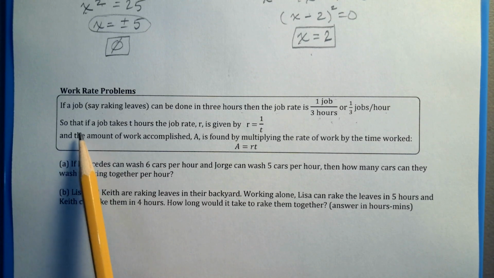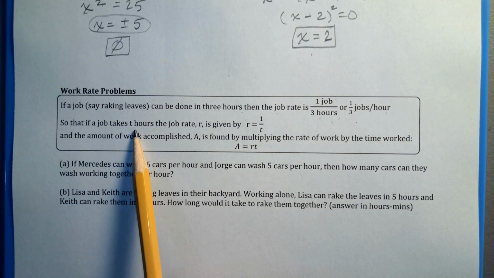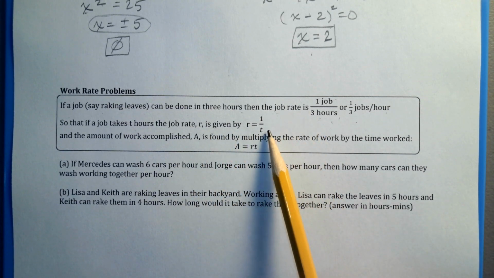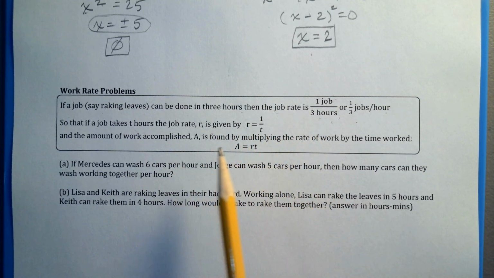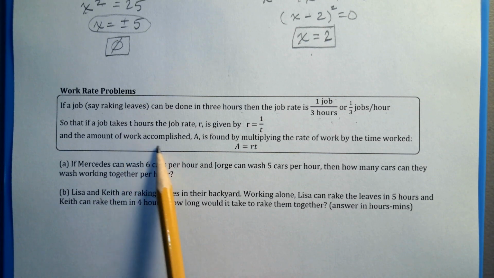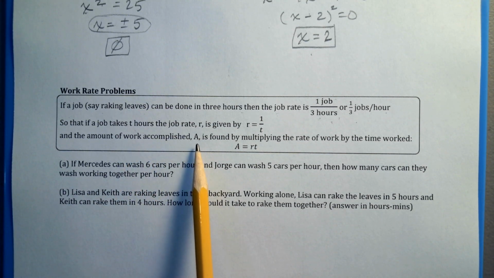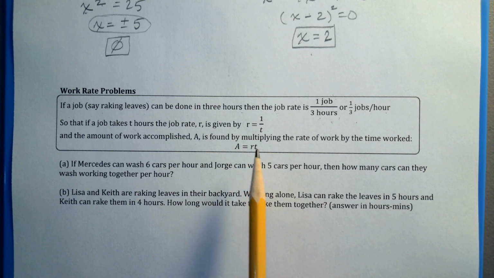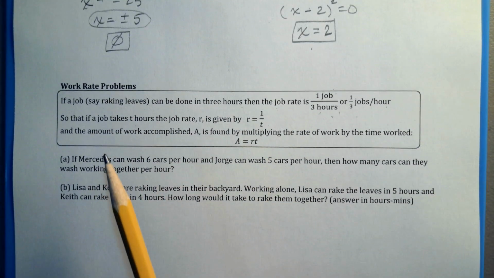So if the job takes t hours, then we think of the job rate R as 1 divided by t. And then if we want to know how much work was accomplished in total, we'll call that A. Then that would be the rate at which the job is being done times how long you spent doing it, T. Okay, so let's look at example A.